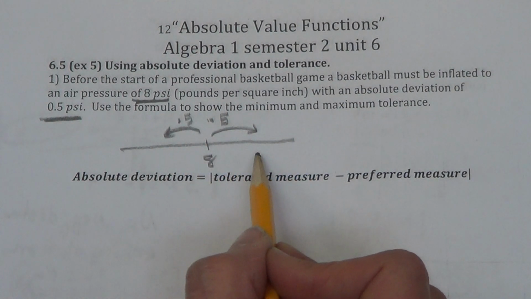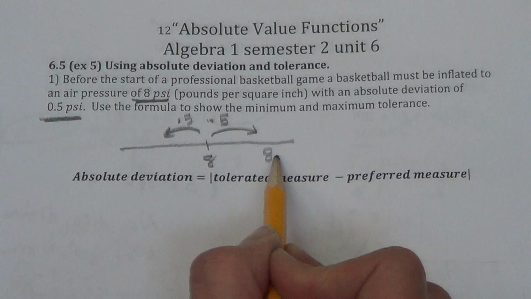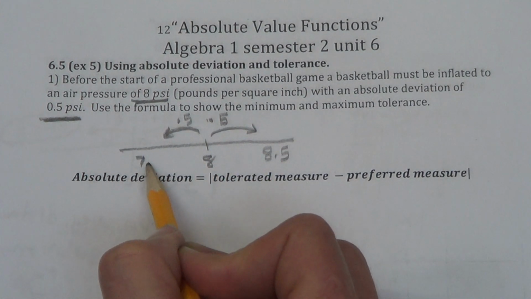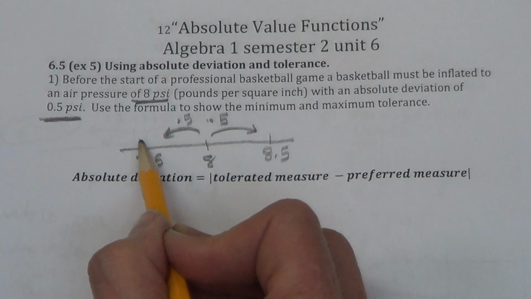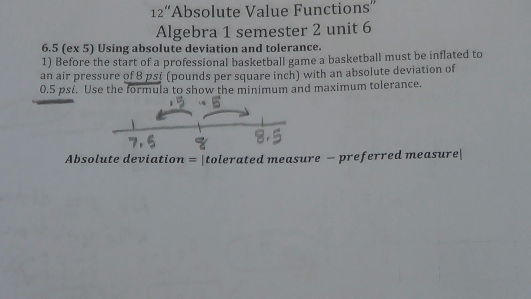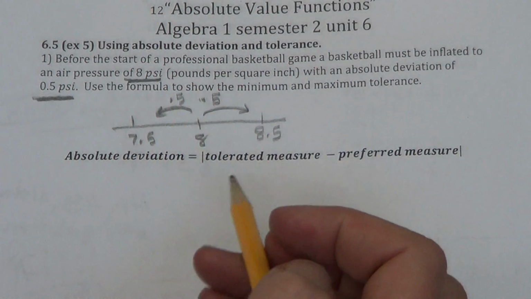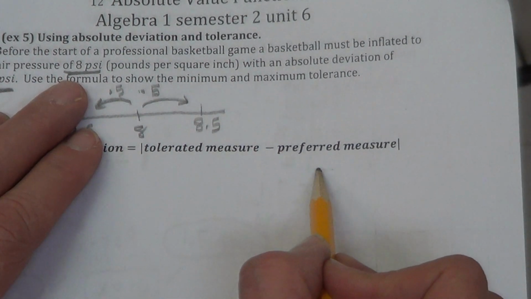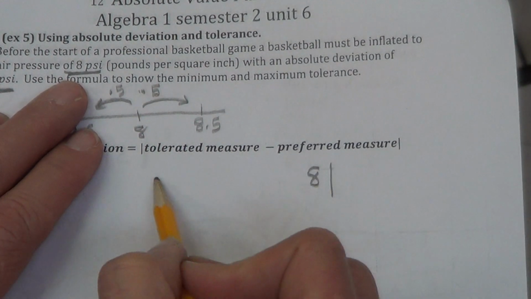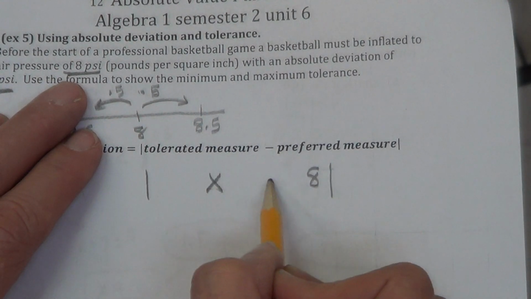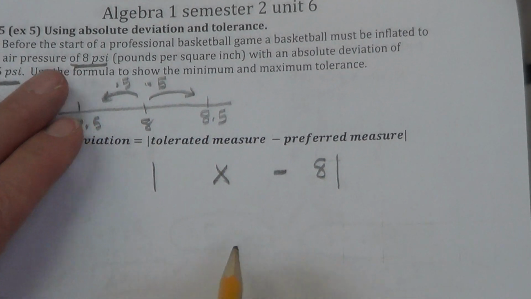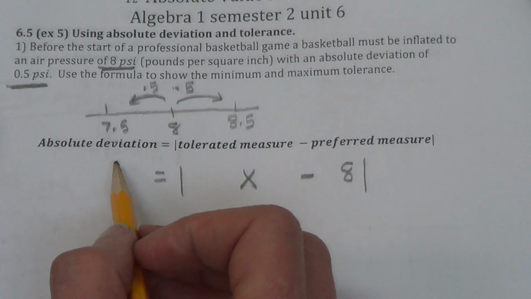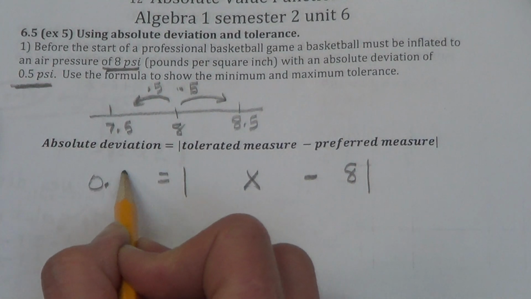So what's 8 plus 0.5? That would be 8.5. What's 8 minus 0.5? That would be 7.5. So that's just what they're saying. We still need to use the formula because it asks us to. So we look at the preferred measure. They said the preferred measure would be 8. The tolerated measure would be our amount with the error. Then they have equals our absolute deviation, or the error, is 0.5.